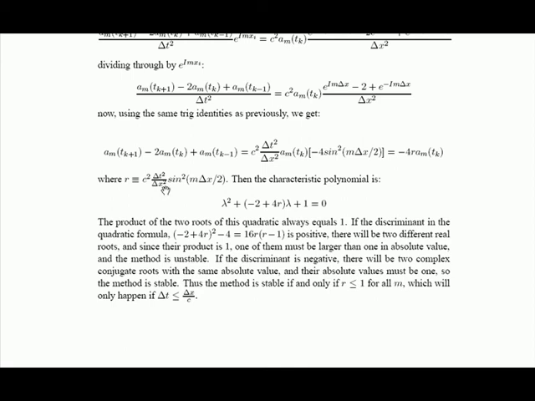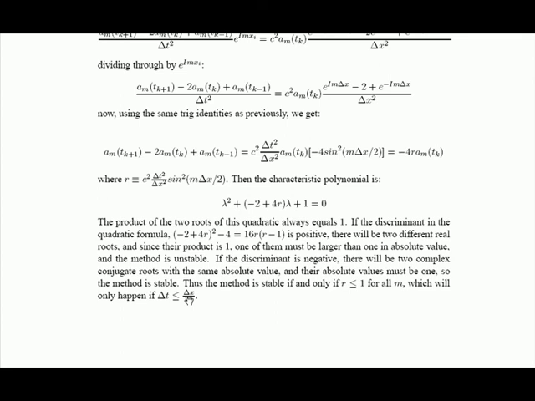Well, here, remember what r is. It's got an m in it, but sine squared can never be greater than 1. So if this part of r is less than or equal to 1, then no matter what m is, the whole thing is less than or equal to 1. So it's stable if this is less than or equal to 1, which means delta t is less than or equal to delta x over c. So that's the criterion for stability here.